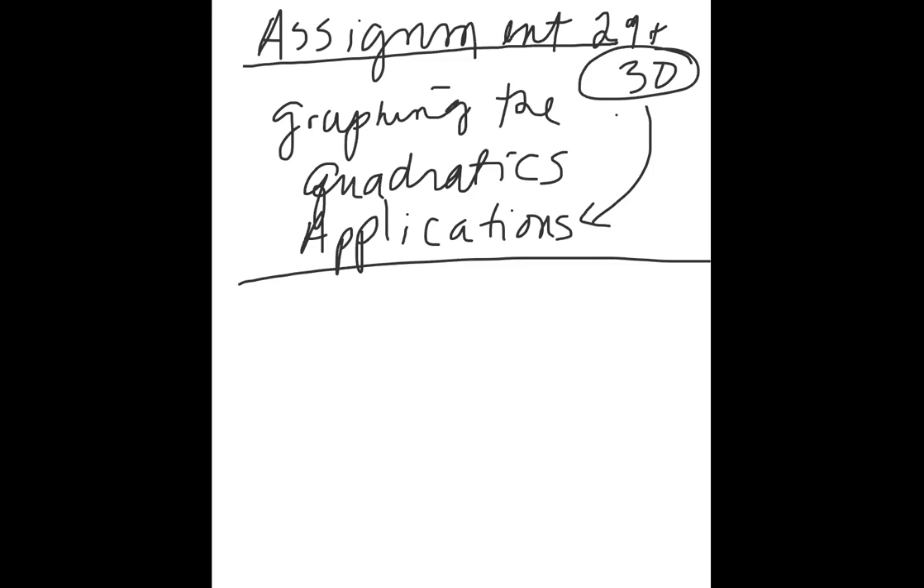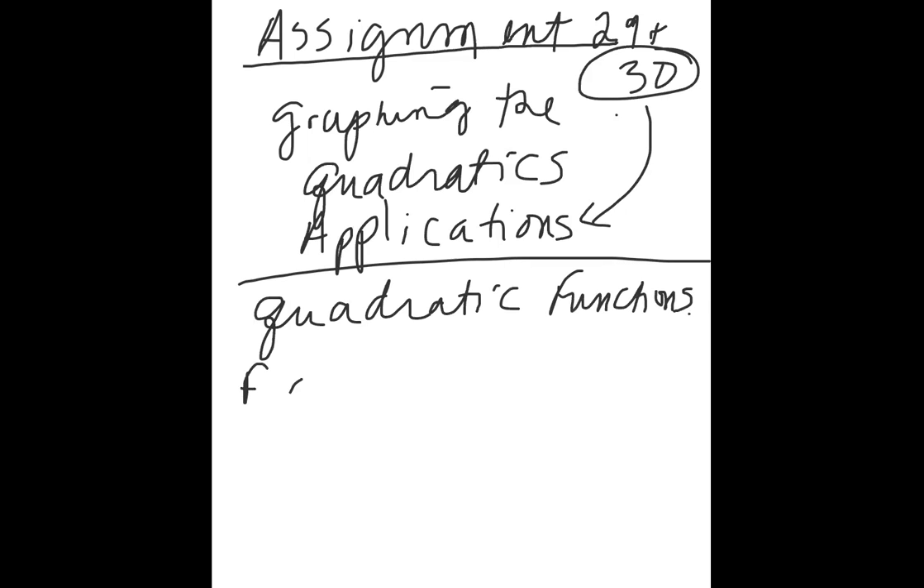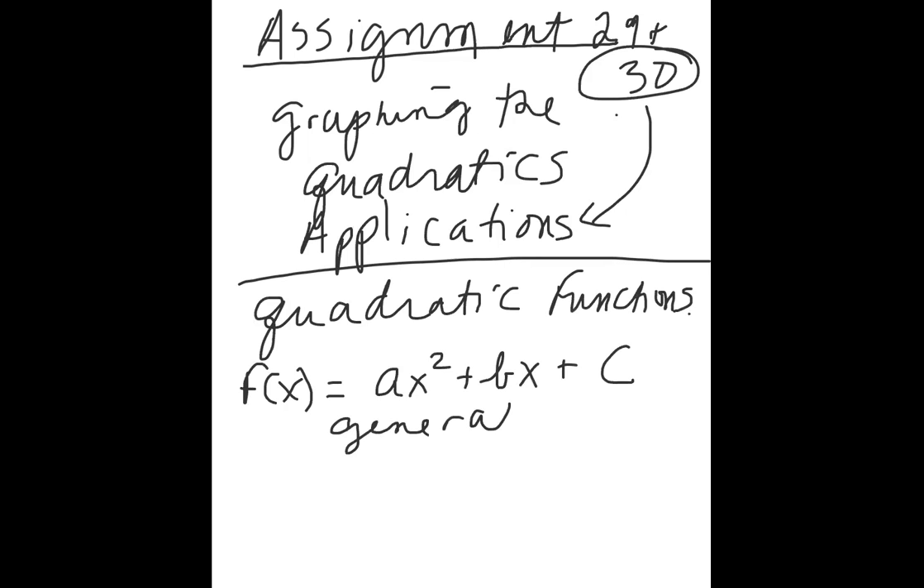So I'm going to go ahead and get started on graphing those quadratics. We're graphing quadratic functions. All right. Now, a quadratic function is typically in the form of f of x equals ax squared plus bx plus c. This form right here, we refer to it as the general form.